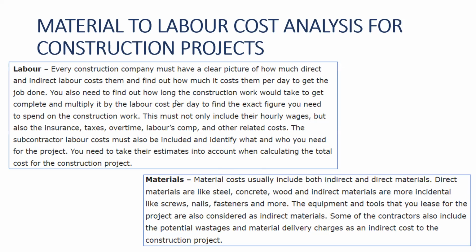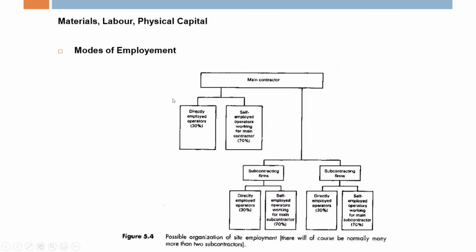If I ask you, what are the modes of employment that you have seen in the construction work? There will always be a main contractor for any building construction work. That main contractor might have direct employees as well as self-employed operators who are working for the main contractor. If we consider the main contractor, there will be direct employees who are working at that company, as well as some self-employed operators.